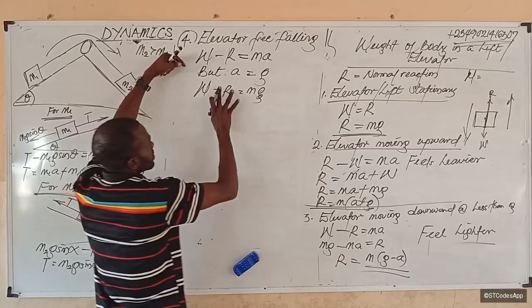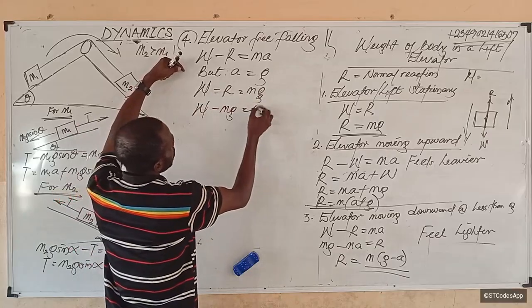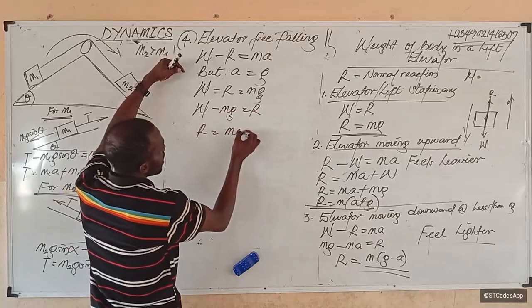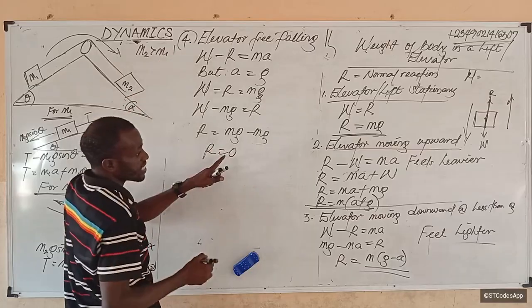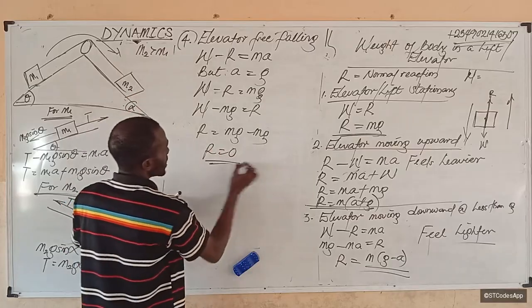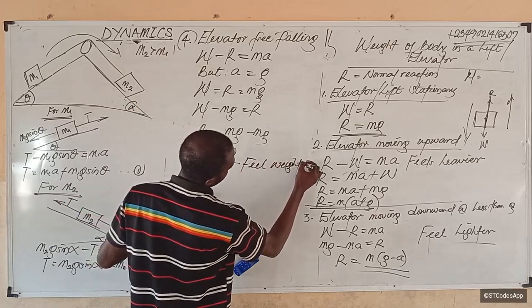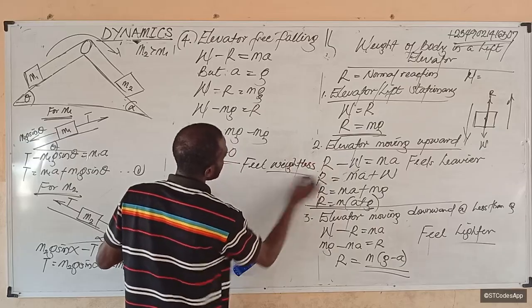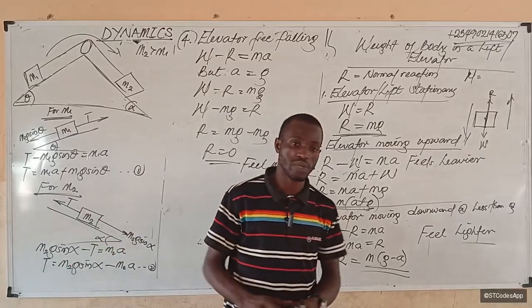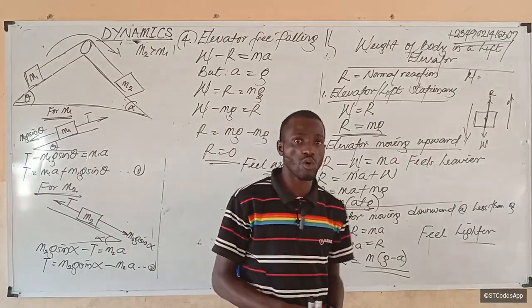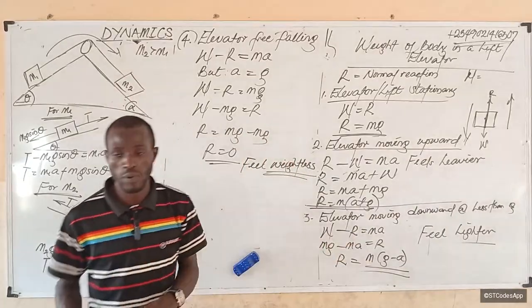Is that clear? So if that be the case, R goes there, then W minus mg is equal to R, so that R equals mg minus mg. So R equals 0. So for that reason, the body feels weightless. The body feels weightlessness. That is, it has 0 weight, so 0 weight is recorded by the spring balance. Alright, so now let me solve one question on the former one and one question on this, and we'll wrap up the video.